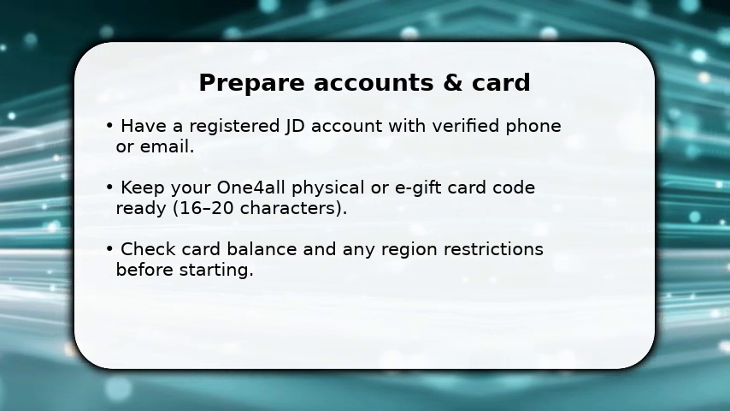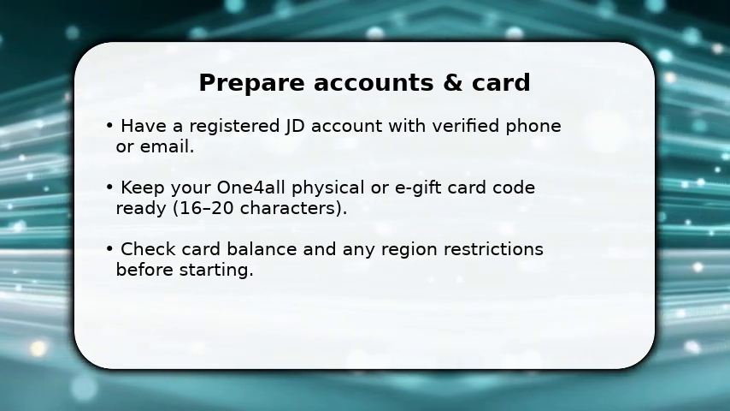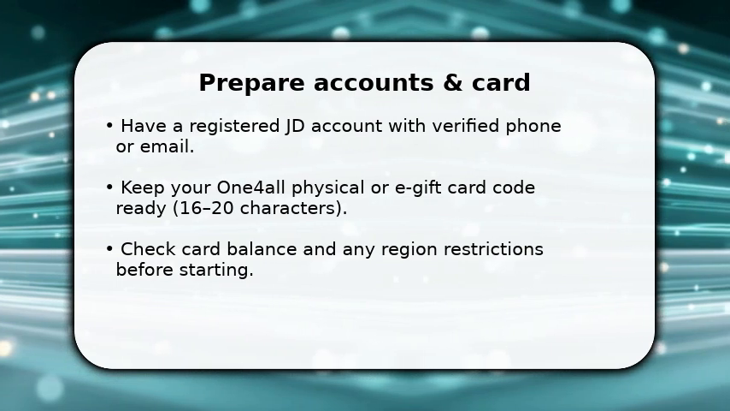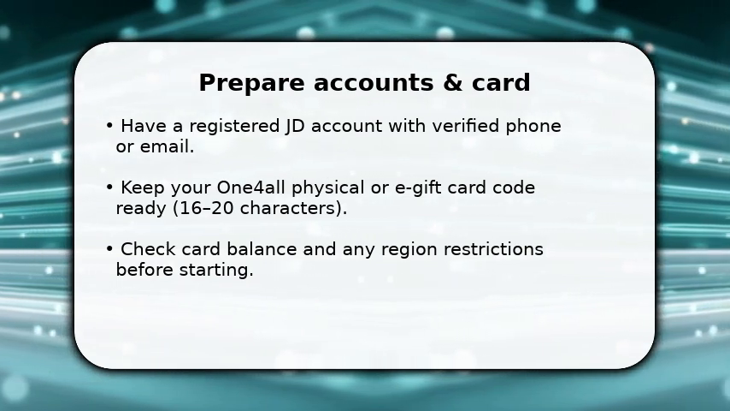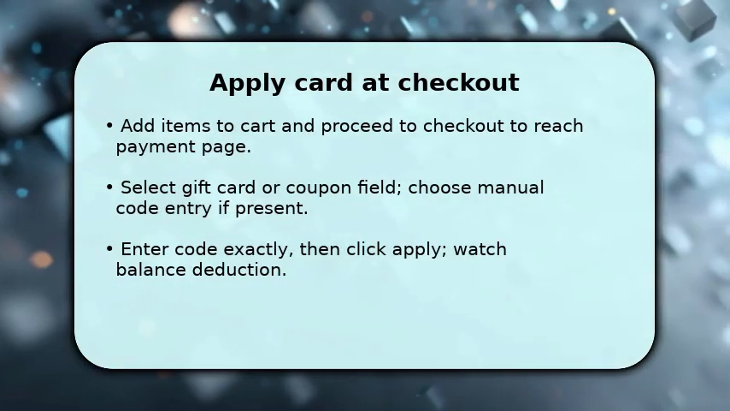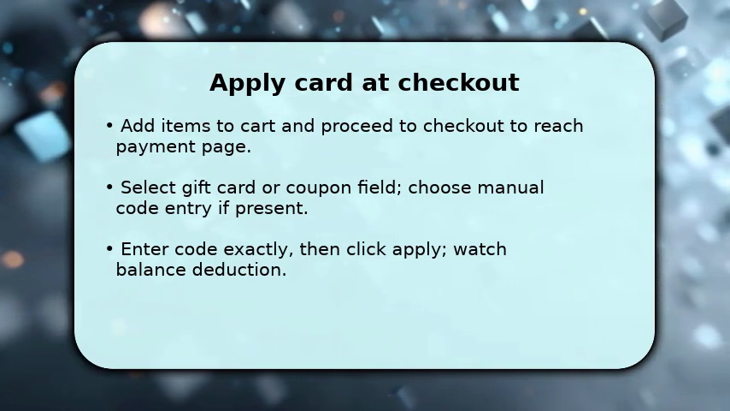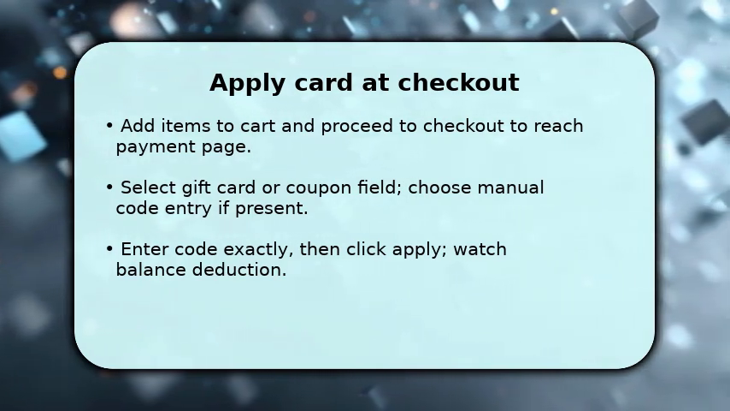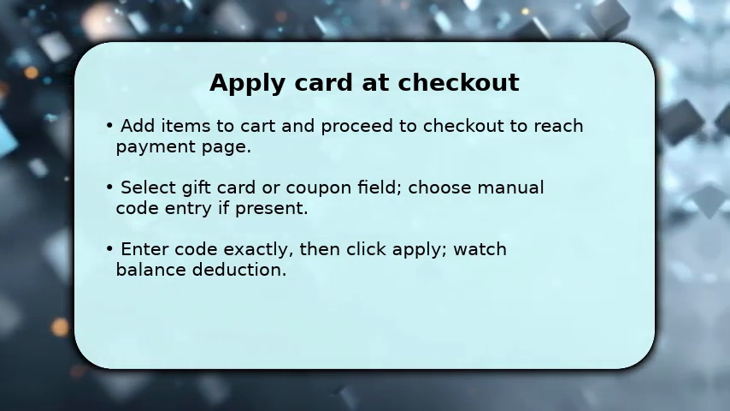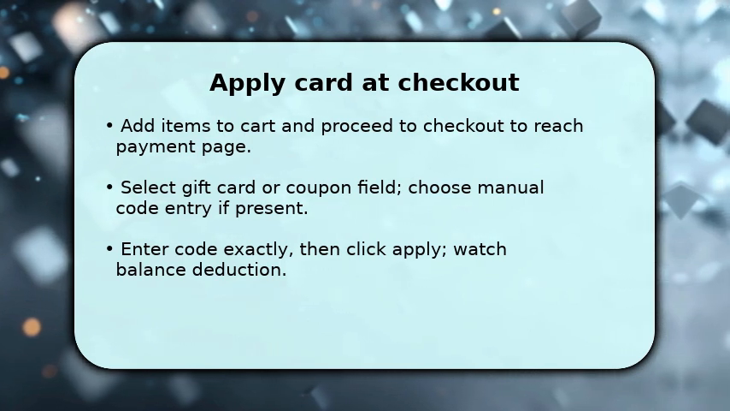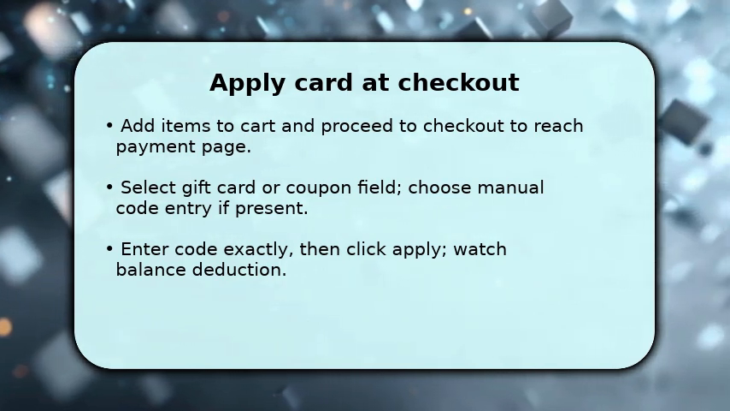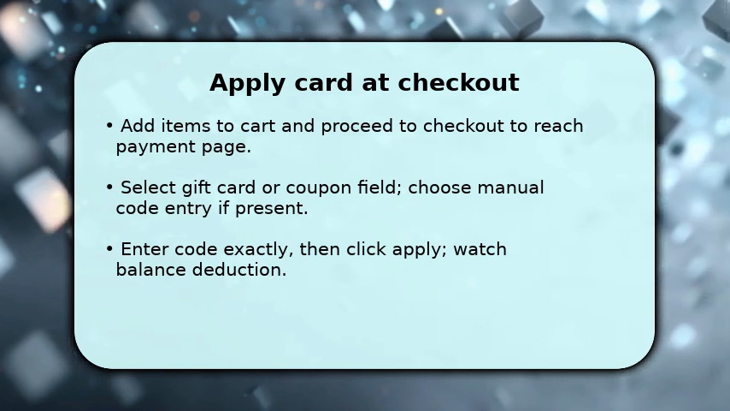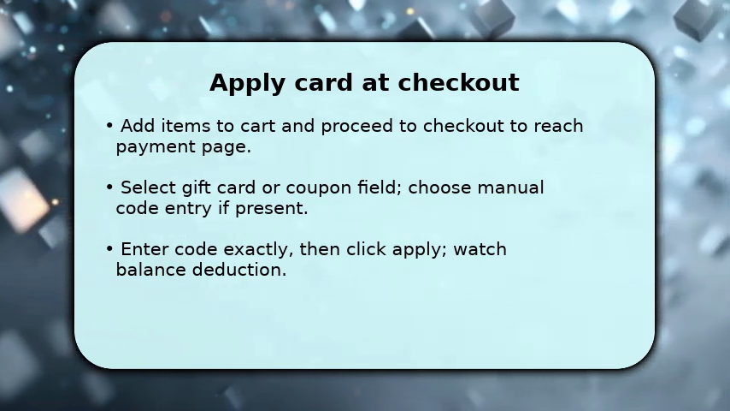With verification and the code in hand, head to JD and choose the item you want to buy to begin payment steps. At checkout, focus on the payment section. Select gift card, coupon, or voucher input. Some JD flows hide manual entry under other payment methods, so look carefully. Enter the One4all code exactly as shown, case and characters must match, then tap Apply.